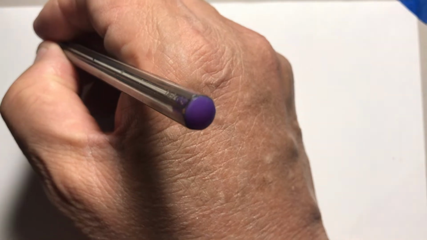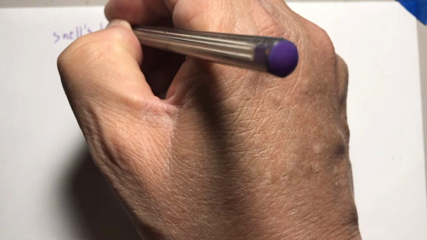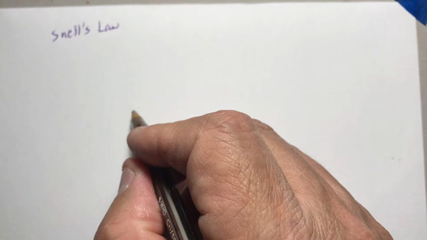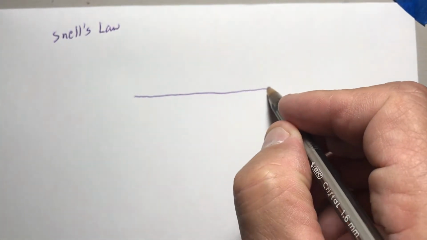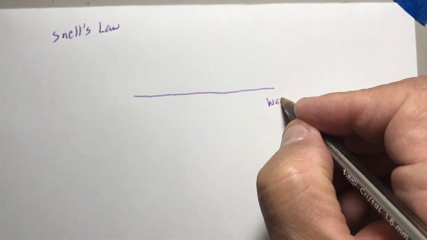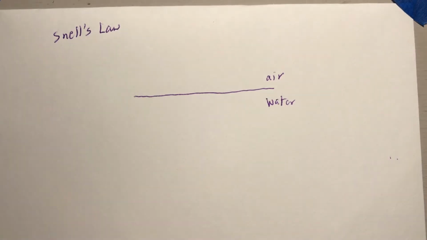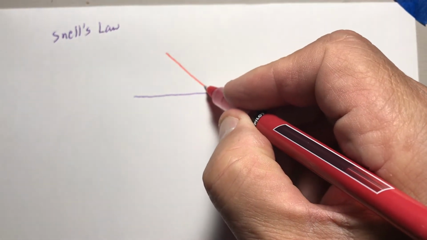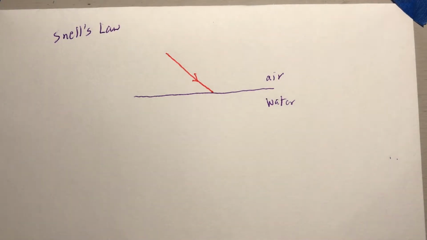Today we're going to study Snell's law. Let's see, for example, we have some water level, like in a swimming pool. So here we have water, and here we have air. And let's say some beam of light comes from the sun and hits the surface of the water. So here is the beam of light.